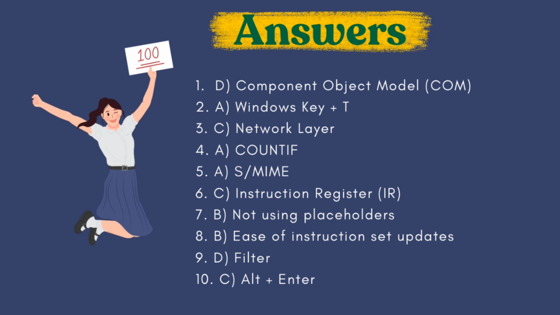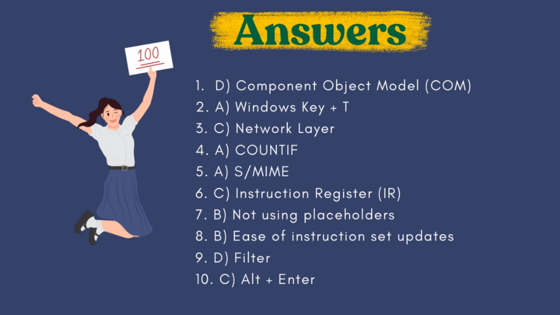For question 3, the correct choice is C, Network Layer. This is a fundamental part of the OSI model that handles data transfer between devices over a network, ensuring reliable communication. Next, question 4's answer is A, COUNTIF. This is a powerful function in spreadsheet applications like Excel, allowing you to count cells that meet specific criteria, which is essential for data analysis.